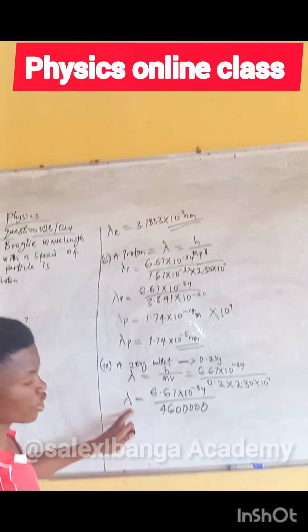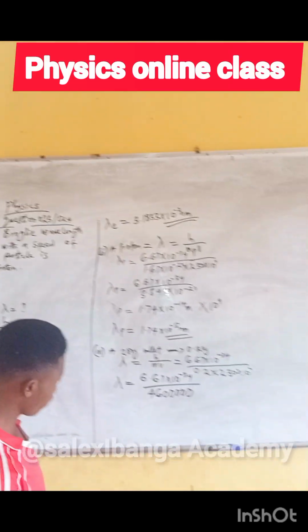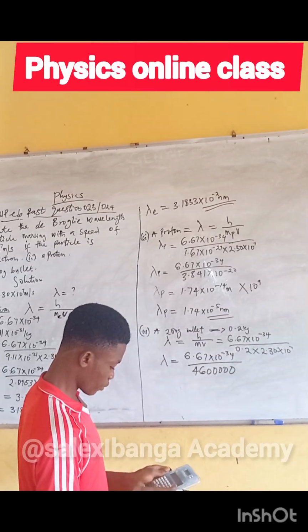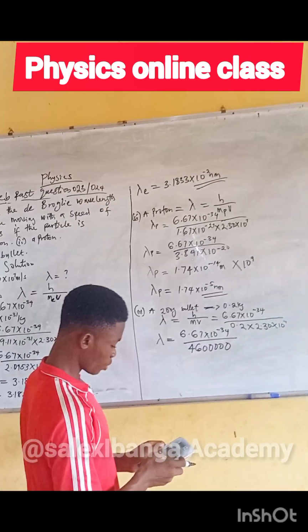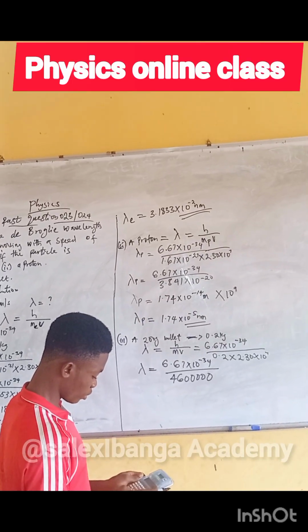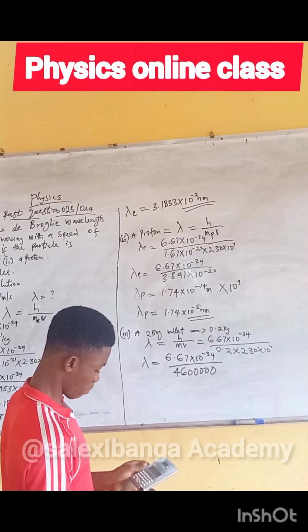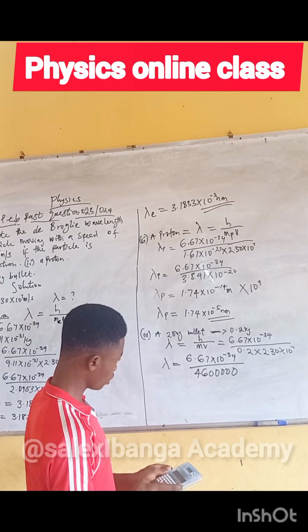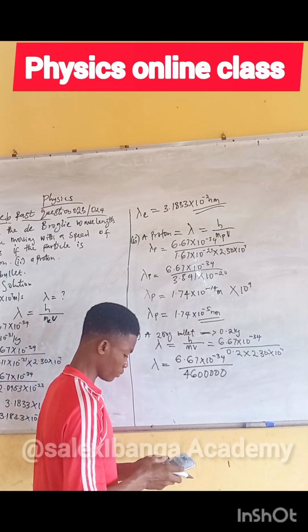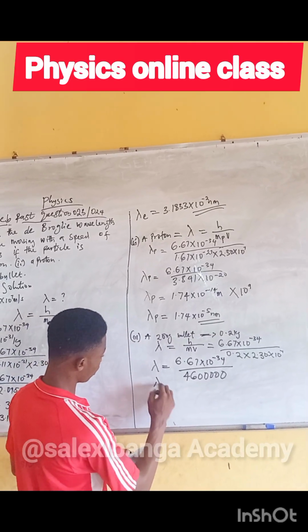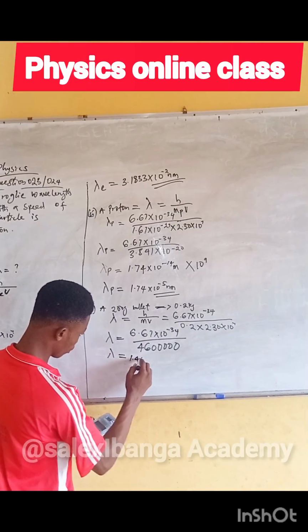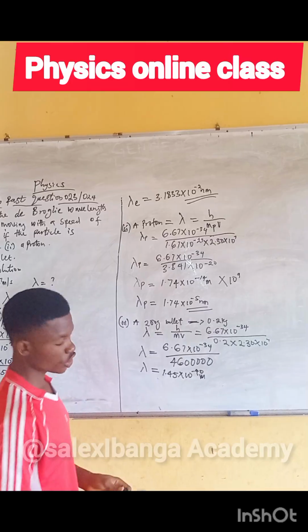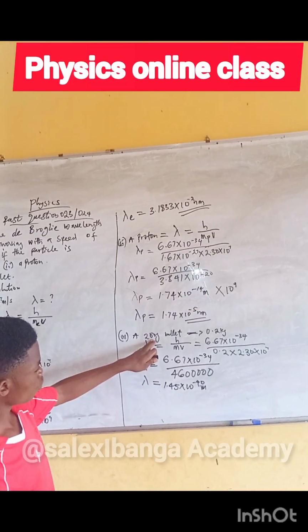So for me to get this, I divide 6.67 times 10 raised to the power minus 84 by 460. So we end up having that our lambda is giving us 1.45 times 10 raised to the power minus 40 meter. So this is when it's at the mass of the 200 gram bullet.